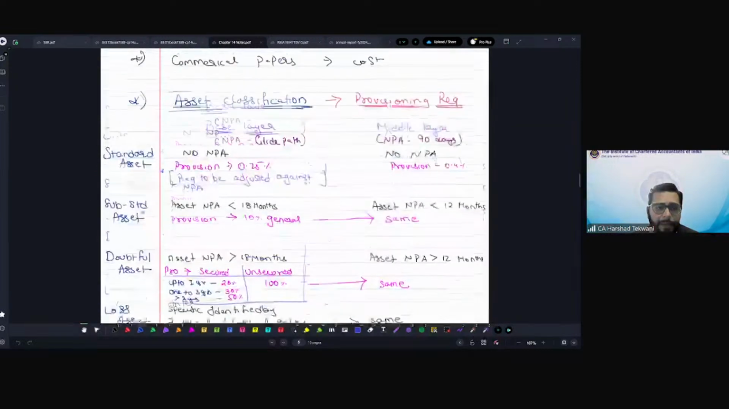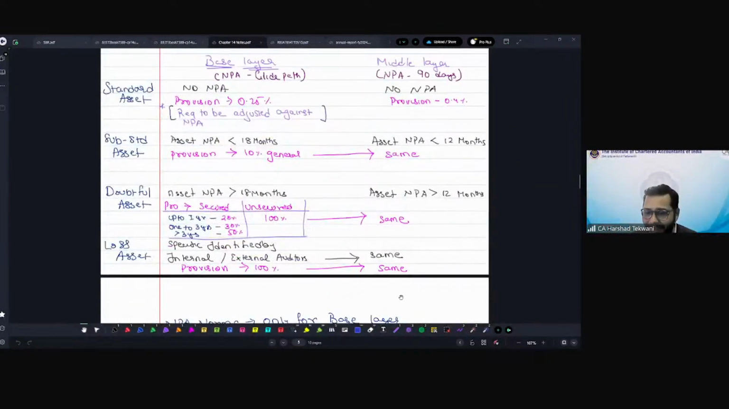And then we discussed the provisioning requirements. We discussed various things. Clear? I hope you guys have revised the topic. You have read the chapter. That is very much important. Any doubts anyone has with respect to this chapter? Any doubts? No? No doubts? No issues.